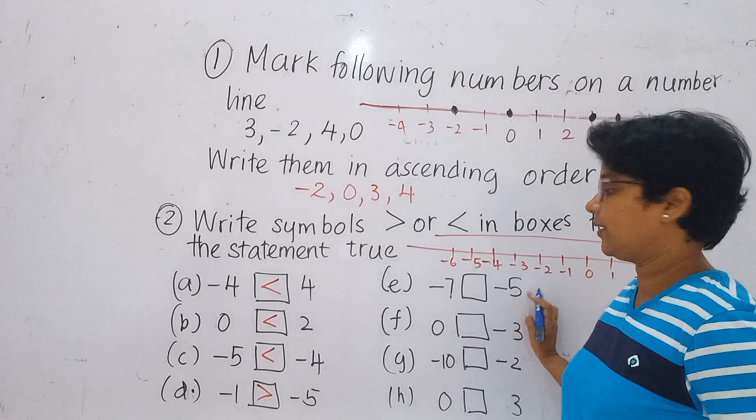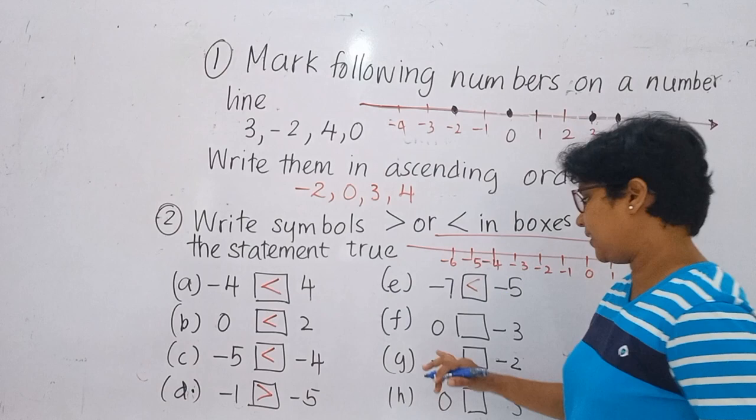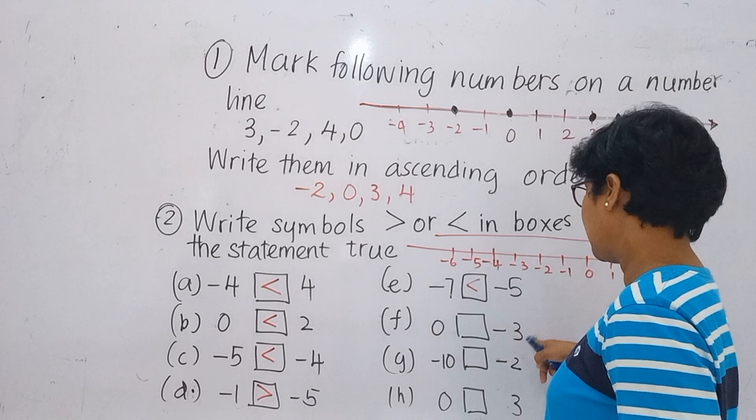Negative 5. Negative 7 is less than negative 5. Please tell me what is the answer for F? 0, empty box, negative 3. What is the greater value?